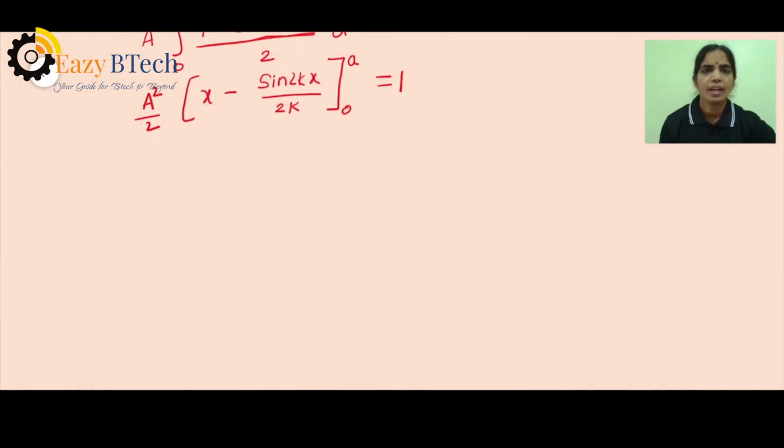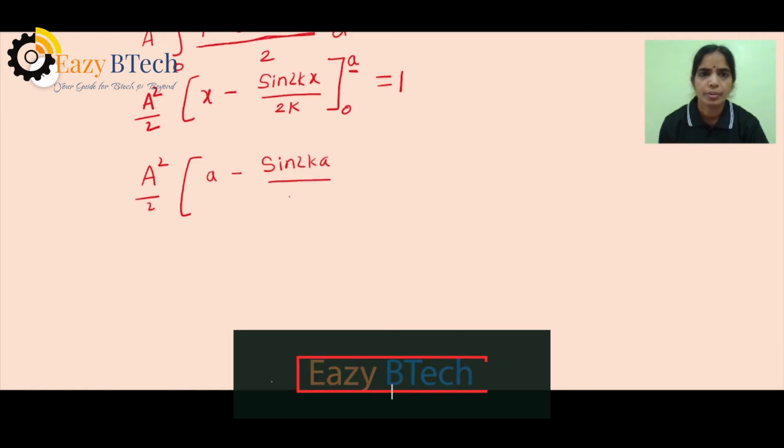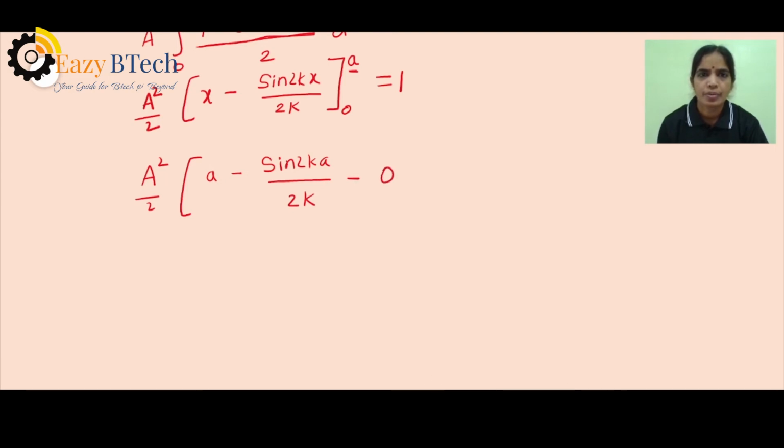Now we are done with the integration. Now let's move on to substituting the limits. We can observe here the upper limit is a. So I have here A square by 2 times, with the upper limit taken as a, minus sine 2ka divided by 2k. What is our lower limit? 0. So 0 minus sine 2kx means here once again 0.